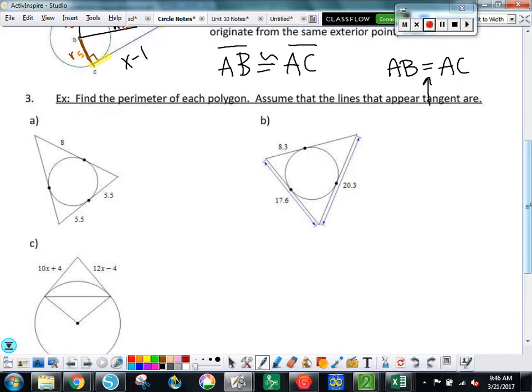We're going to use this idea to find the perimeter of each polygon. So the outside, we're going to ignore the circle, but we're going to use that rule. And we want to assume that all lines that appear tangent are. So if this is tangent, that means this piece and this piece are the same. That means that this piece and this piece are the same. With me? That means this piece and this piece are the same. So how can we use that to find the perimeter of the whole triangle?